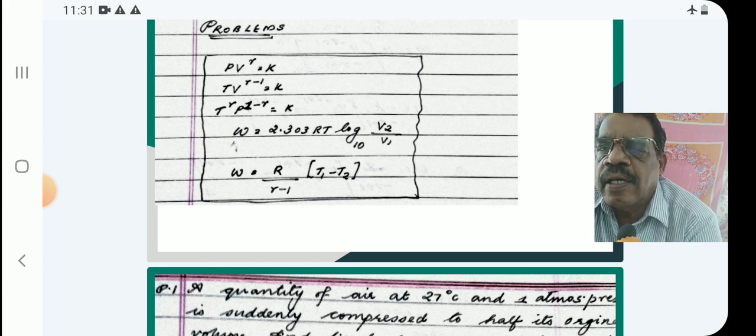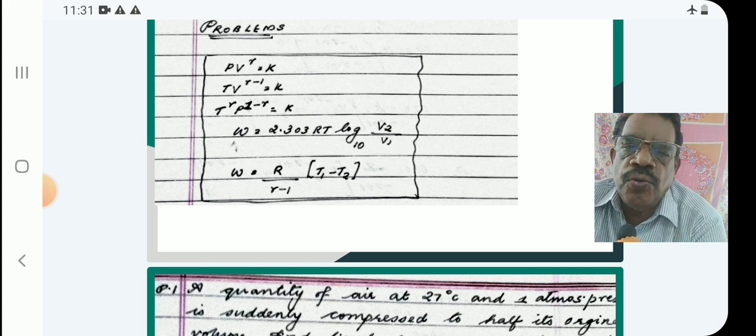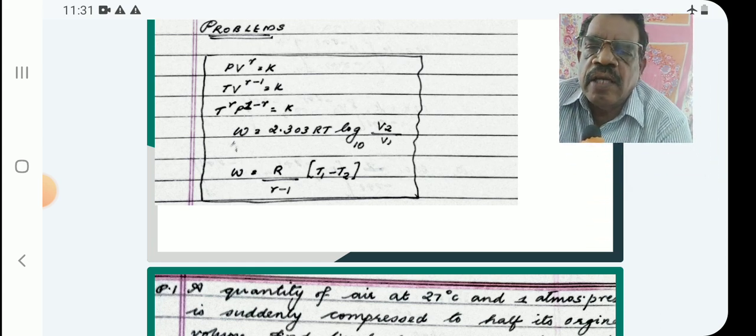PV raised to gamma is K, T raised to gamma minus 1 V is K, T raised to gamma P raised to 1 minus gamma is K.